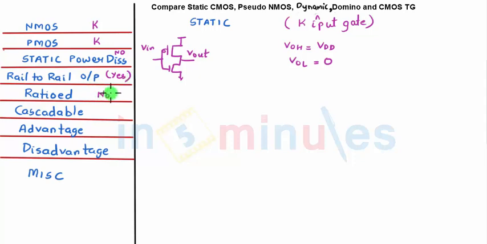Can we connect one static gate to another static gate? Yes, we can. We saw that one inverter can be connected to another inverter of the same family and there was no problem. So cascadable, yes, absolutely, they can be cascaded. Now let's see some of the other advantages or disadvantages of the static logic family. One biggest advantage we have discussed is that the static power dissipation is 0, it's not present.